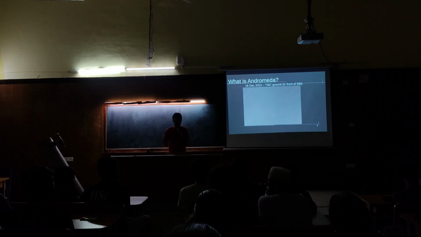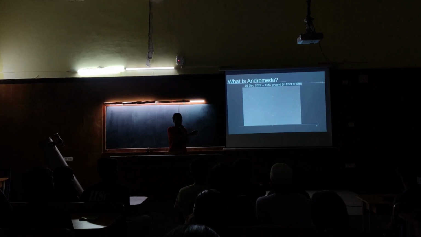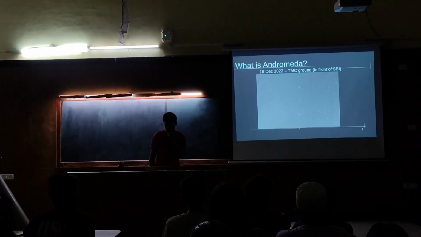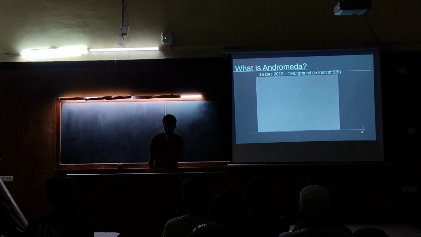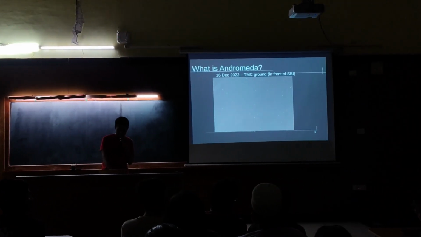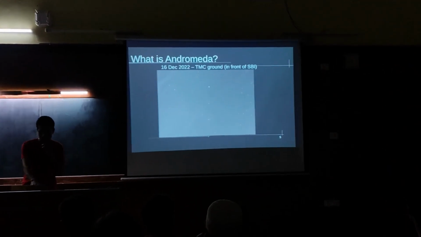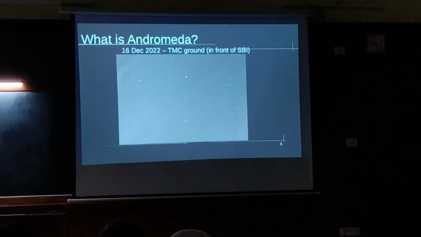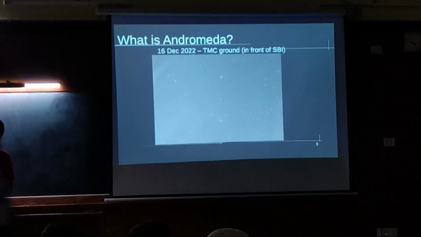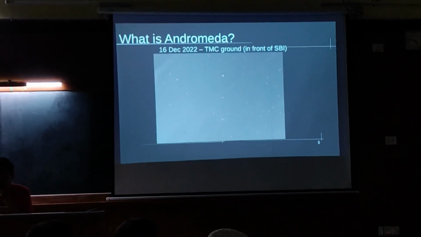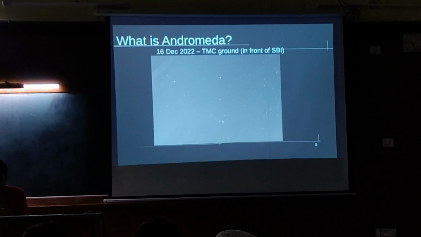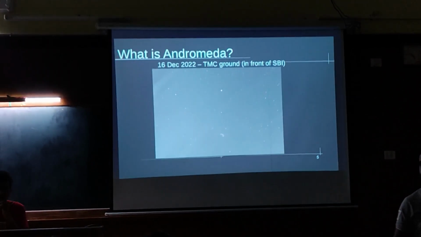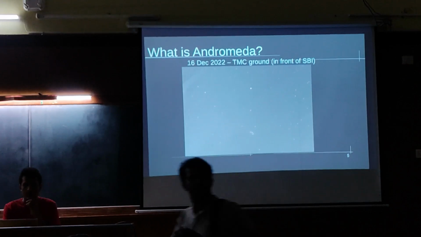So let me take you back to 16th December 2022. You know there's this ground where people play cricket, the TMC ground in front of the SBI ATM at ISC. So this image was taken on 16th December 2022 by our club. And in this image, the most glaring feature to the left of the image is these lines. These lines are from the SBI signpost, so there was some glare in our image. But what I want to show you in this image is this small feature over here. So this blob of light which you see is Andromeda.